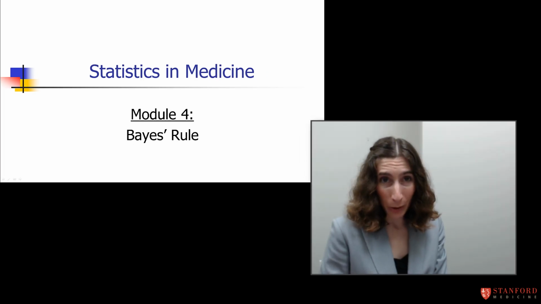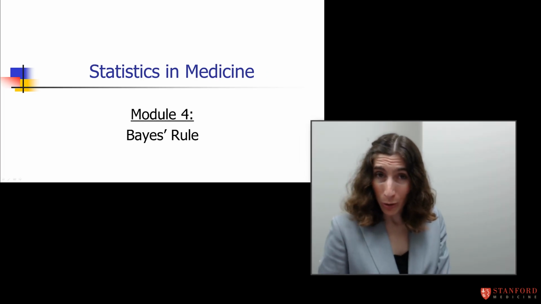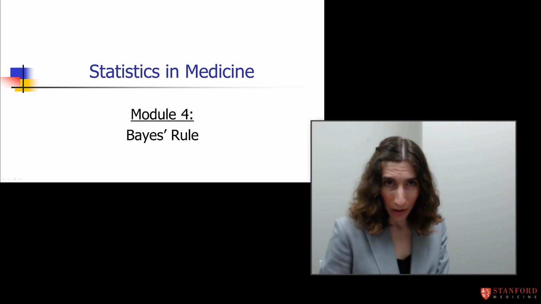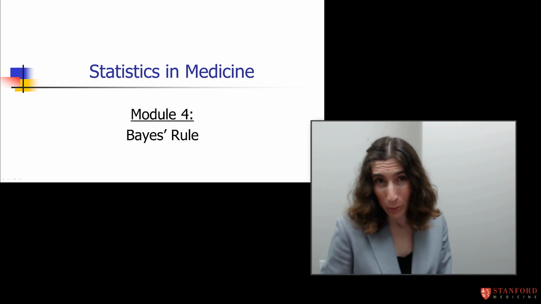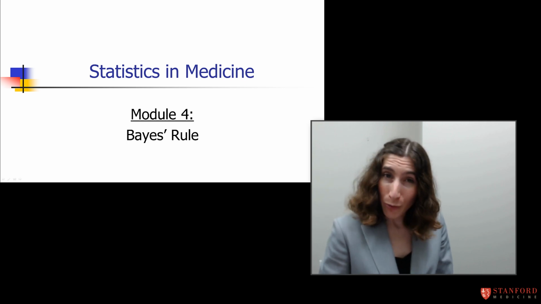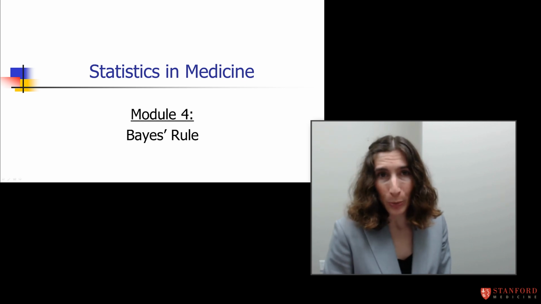In this next module, I'm going to solve the same kind of probability problems that we solved in the last module, but instead of using probability trees, I'm going to use a little formula called Bayes' rule. It turns out that this formula is really important because it forms the foundation of a whole branch of statistics called Bayesian statistics, and we are going to touch upon Bayesian statistics a little bit in this course.